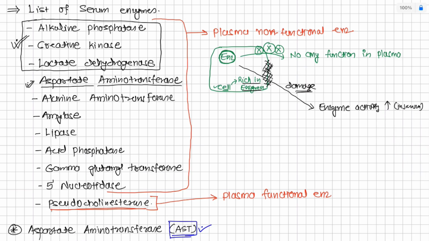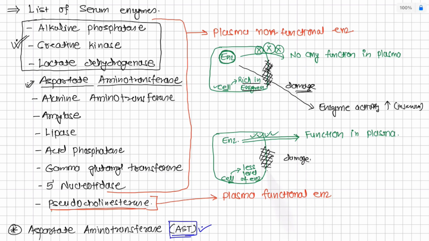Pseudocholinesterase is different. It is a plasma functional enzyme, meaning it is synthesized by the cells and then actively secreted into the plasma to perform its function directly in the plasma. It does not remain stored in the cells, so obviously the cell itself contains a low level of such enzymes. So whenever respective tissue or cells are damaged, the plasma level of plasma functional enzymes is not increased, rather it decreases as its synthesizing cells are damaged.